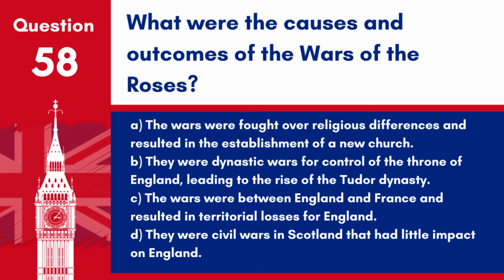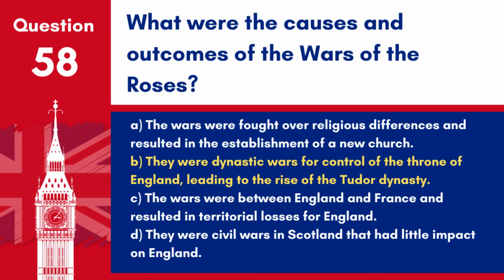Question 58. What were the causes and outcomes of the Wars of the Roses? A. The wars were fought over religious differences and resulted in the establishment of a new church. B. They were dynastic wars for control of the throne of England, leading to the rise of the Tudor dynasty. C. The wars were between England and France and resulted in territorial losses for England. D. They were civil wars in Scotland that had little impact on England.